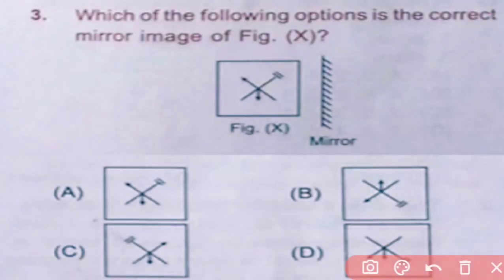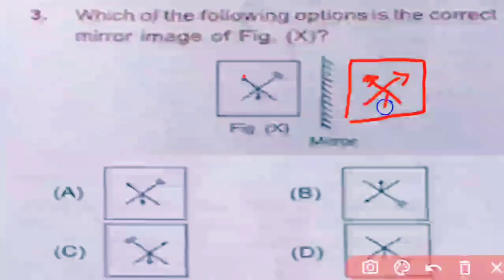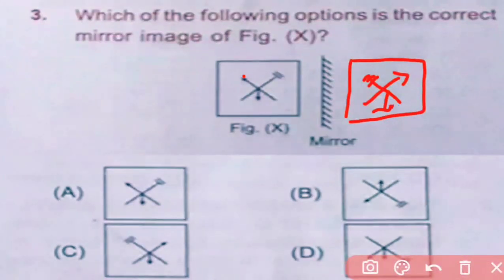Question number 3. Which of the following options is the correct mirror image of figure X? Mirror image is reverse image. You will see this arrow here and this line here. So mirror image is this. C is the correct option.